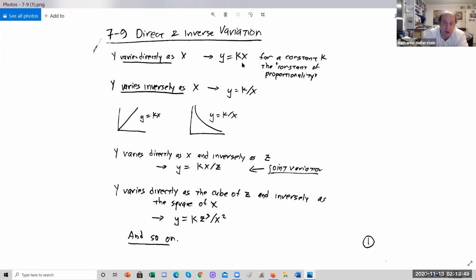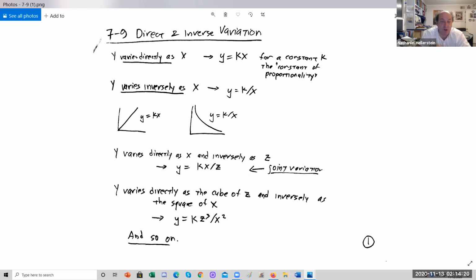With direct variation, if x doubles, then so does y. In inverse variation, if x doubles, then y halves. The graph of a direct variation, y equals kx, is a straight line through the origin with slope k. The inverse variation, y equals k over x, is a hyperbola, which goes to infinity when x is near zero and goes to zero when x is near infinity, and has a slope like this.